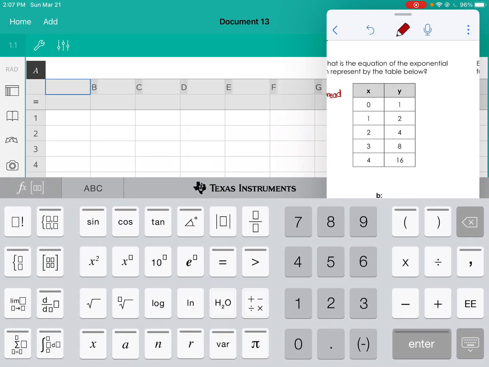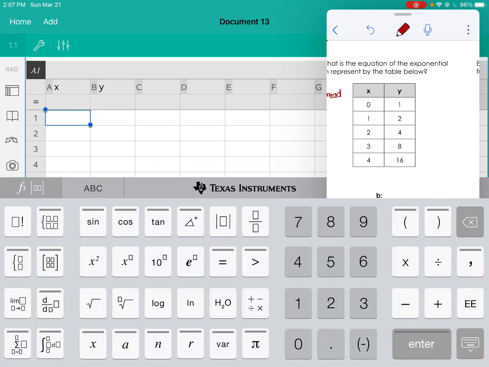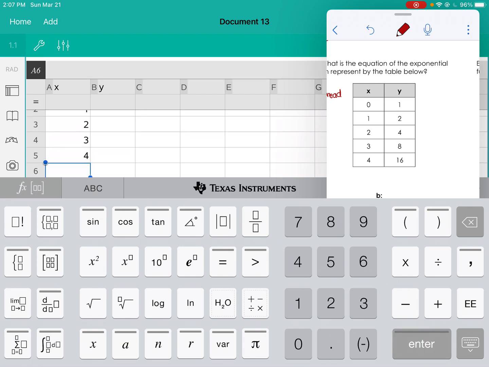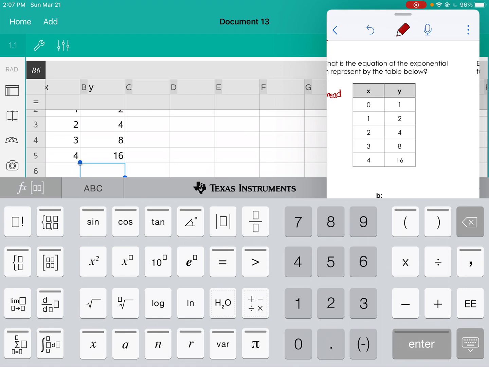Remember, next to the A, we type in X. Next to the B, we type in Y. And then I'm going to type in my table. So I have 0, 1, 2, 3, and 4. And then for my Y's, I have 1, 2, 4, 8, and 16.